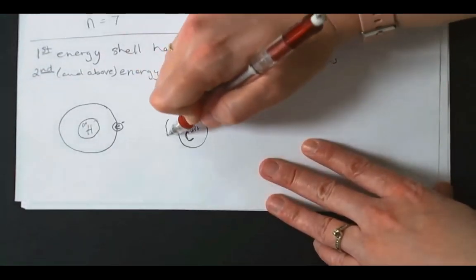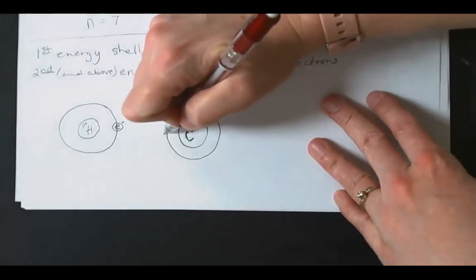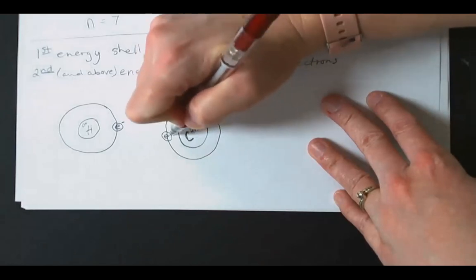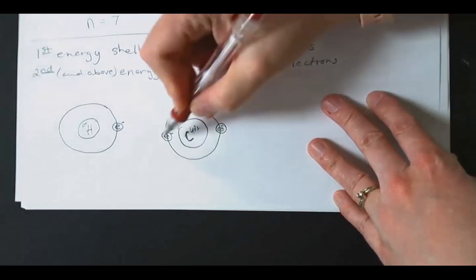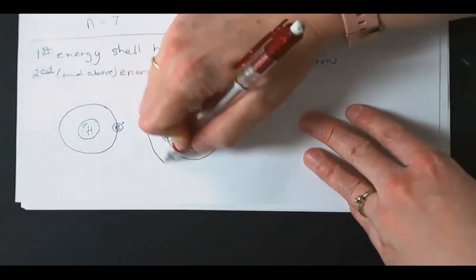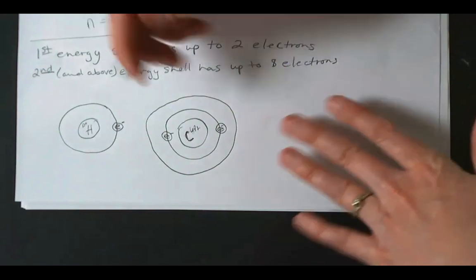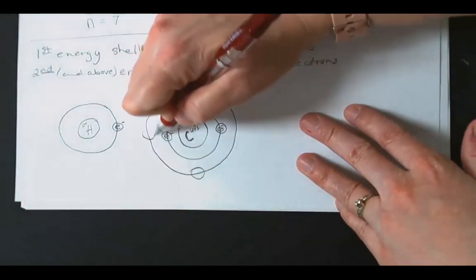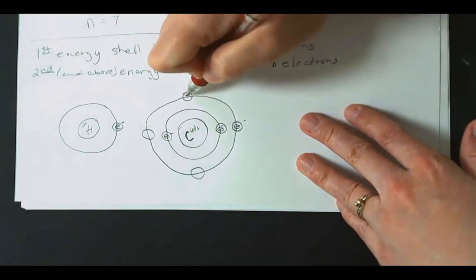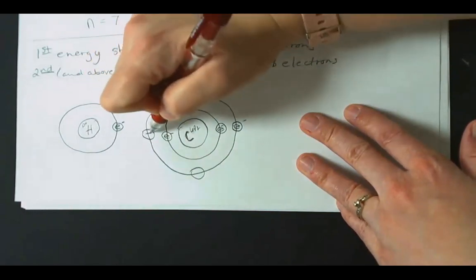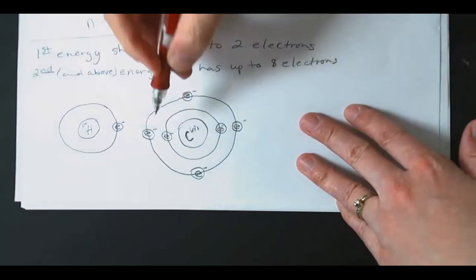So then in our first shell, we can have up to 2 electrons. So we have 6 electrons to work with. So we would have 1, 2 electrons here. So we have 2 electrons, but we have 6. So then our next orbital can hold up to 8, but we only have 4 left because we had 6 and we already used 2. So we would end up having 4 electrons here. So now we've accounted for all 6 electrons there.